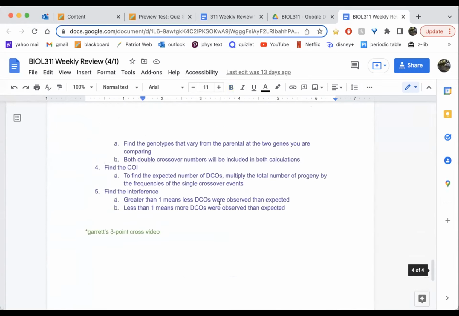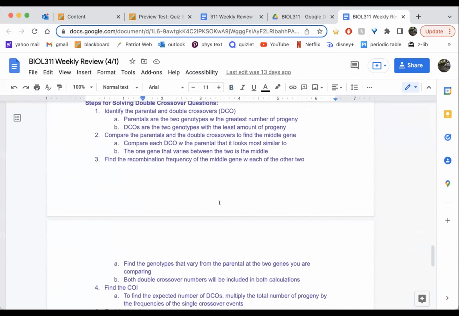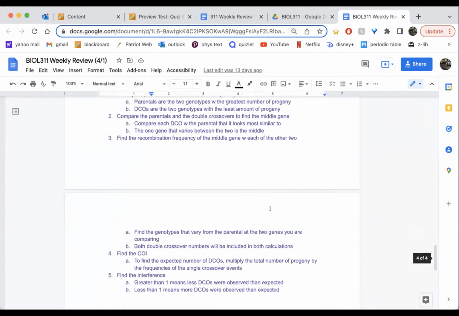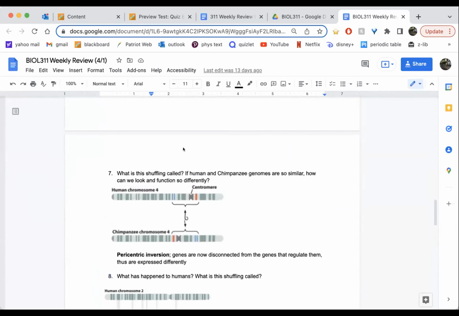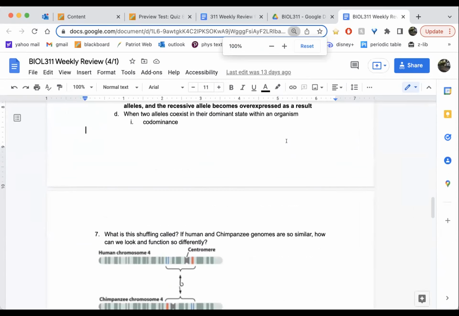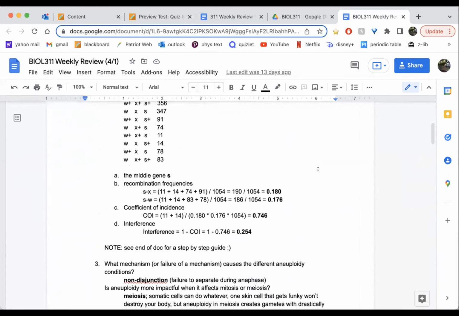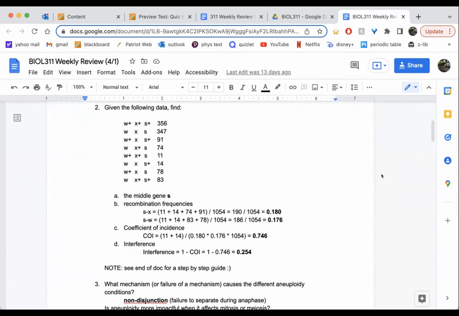If you go to the very bottom of this document, there is a step-by-step guide that walks you through how to solve a double crossover question. Thank you so much. It cleared it up. I was just confused on how you chose the certain ones to put into the equation, but now I get it. There's also a video if you want to explore it some more. Yes, Garrett made a very helpful video. I'd 120% recommend that you watch it before the exam because it walks you through double crossovers very nicely.